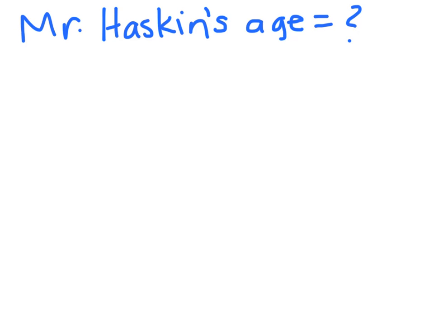Now let's learn to use variables to represent unknown numbers and form expressions that use both addition and subtraction. So let's begin with our 5th grade teacher, Mr. Haskin. Mr. Haskin's age is unknown to his students. So we're going to write an expression to show how old Mr. Haskin will be 1 year from now. Let's begin by making a chart.